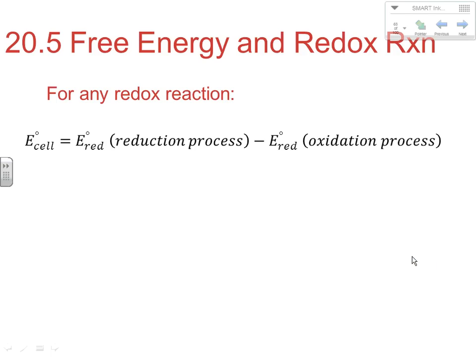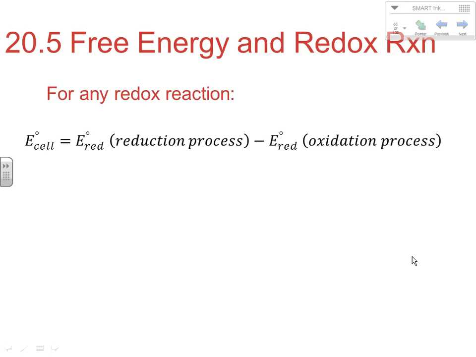I'm Brian Brown, and today we'll be looking at sections 20.5 and 20.6 of the Brown main book, dealing with free energy and the relationship to cell potential and so forth. Now, one of the things we looked at in class, as well as in the notes, was that as a general redox reaction, if you wanted to calculate the cell potential for any redox reaction, it would be the reduction potential for the reduction process minus the reduction potential for the oxidation process.